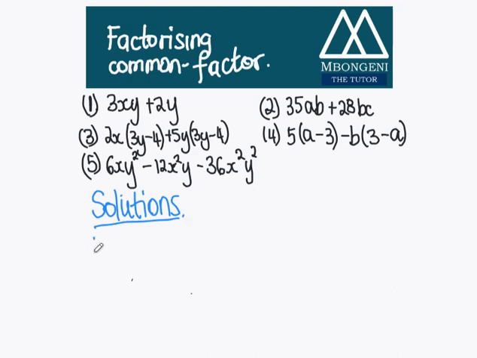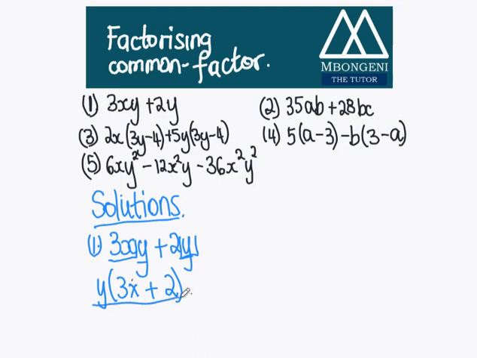So here for number 1, we have 3xy plus 2y. As we can see here, y is common in both of them, right? So we take y as a common factor. When you take this out, you're left with the 3x. So we write the 3x, plus, then when you take the y out as a common factor, we are left with the 2. So then we are done with number 1.